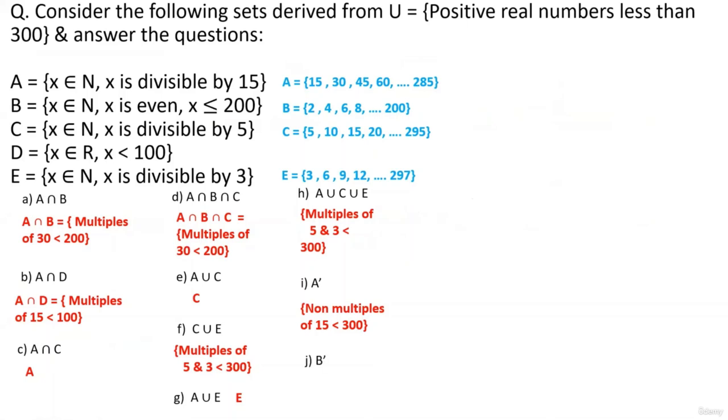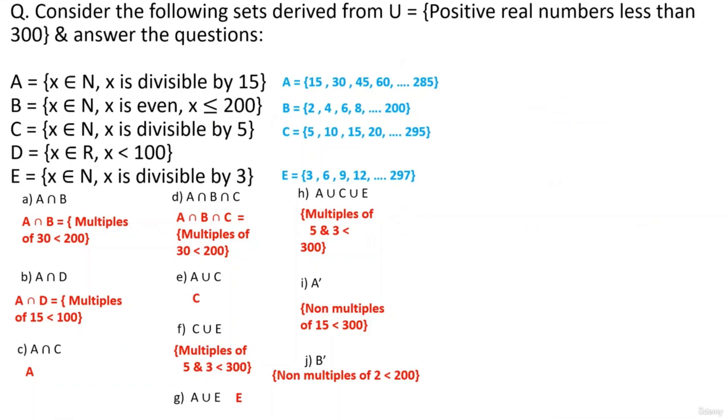Okay. Now B is what? B is all even numbers which are less than or equal to 200, right? So what will be B complement? Okay. Non-multiples of 2 less than 200, right? But okay, understand हमने क्या बोला है? Complement means the numbers which are there in the universal set but not there in B.